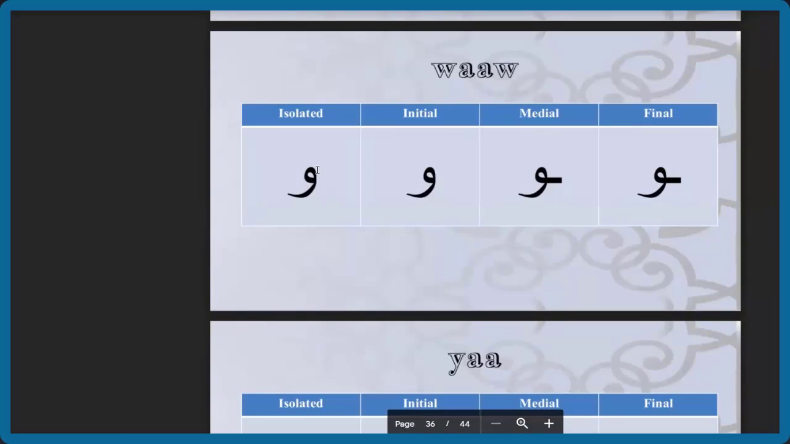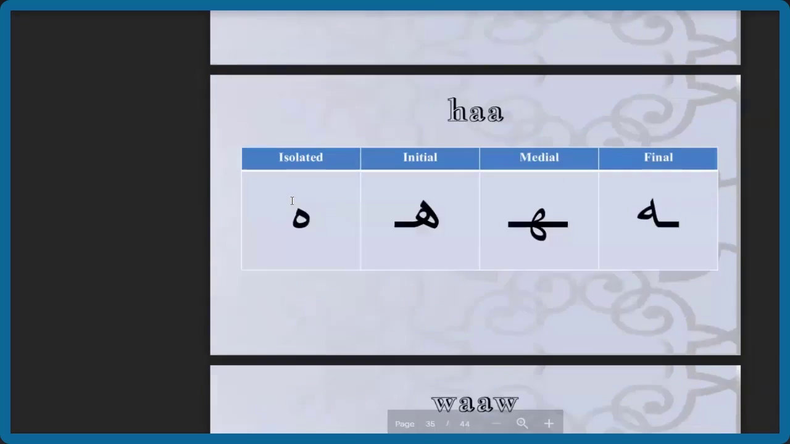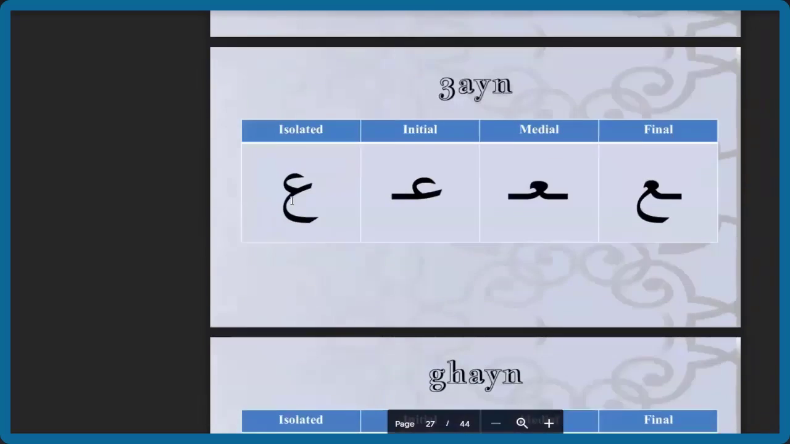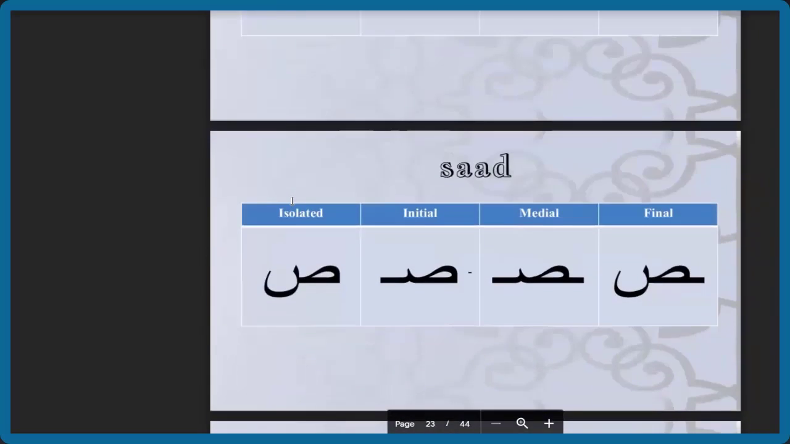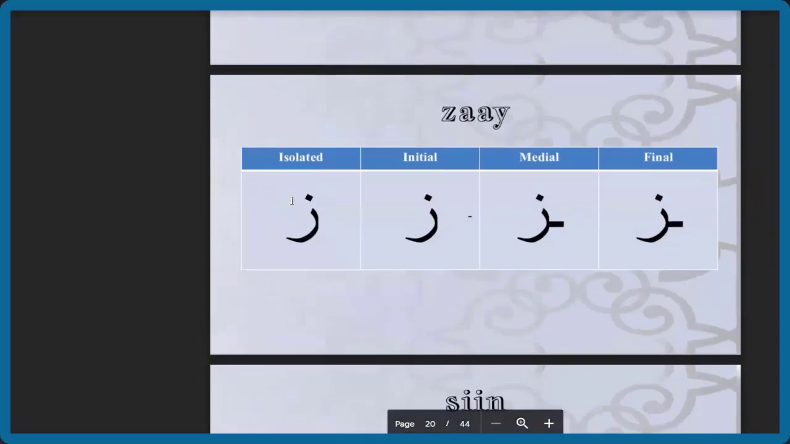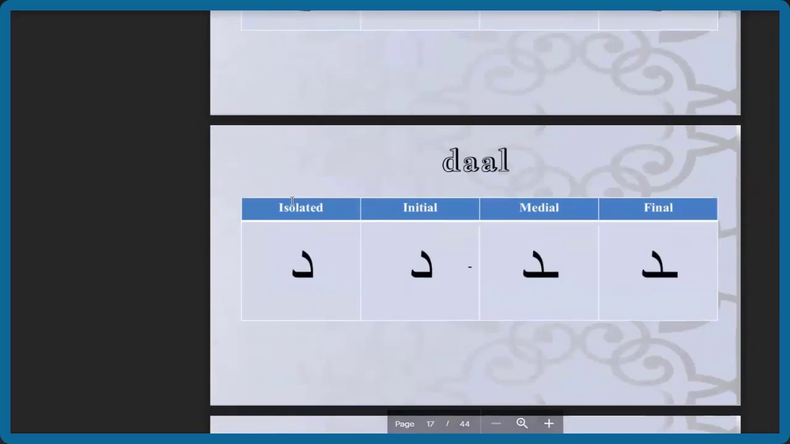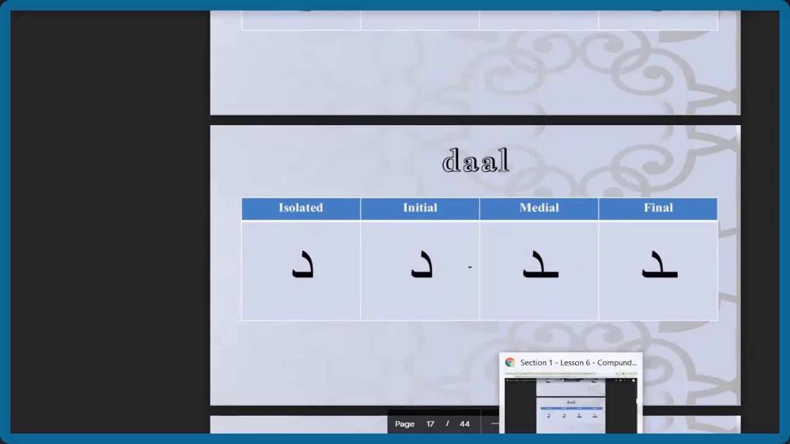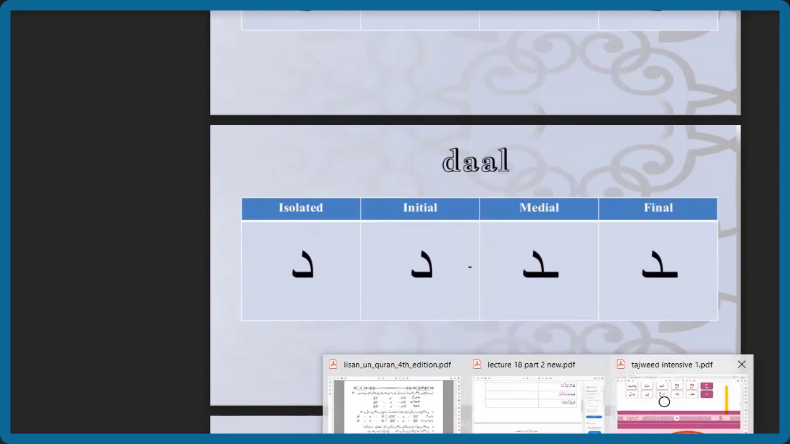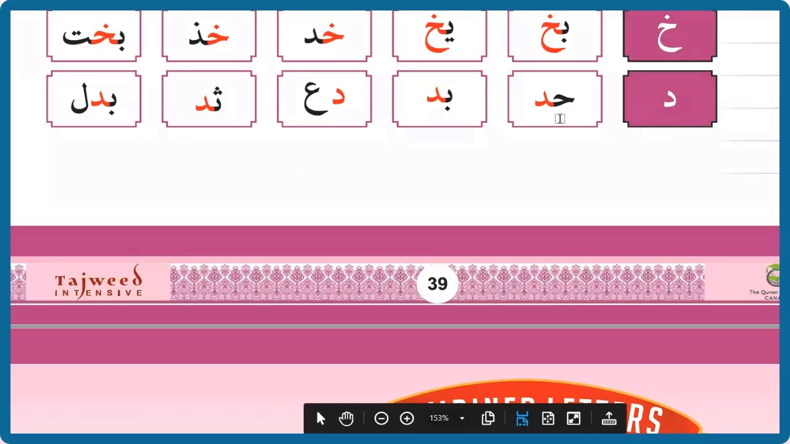So in waw, you will find a small circle at the beginning, right? But in dal, there is no circle. It is just the mouth of a Pac-Man, right? This is the difference between dal and waw. You will find a circle at the beginning of waw, and dal is a Pac-Man shape, right? Yes.